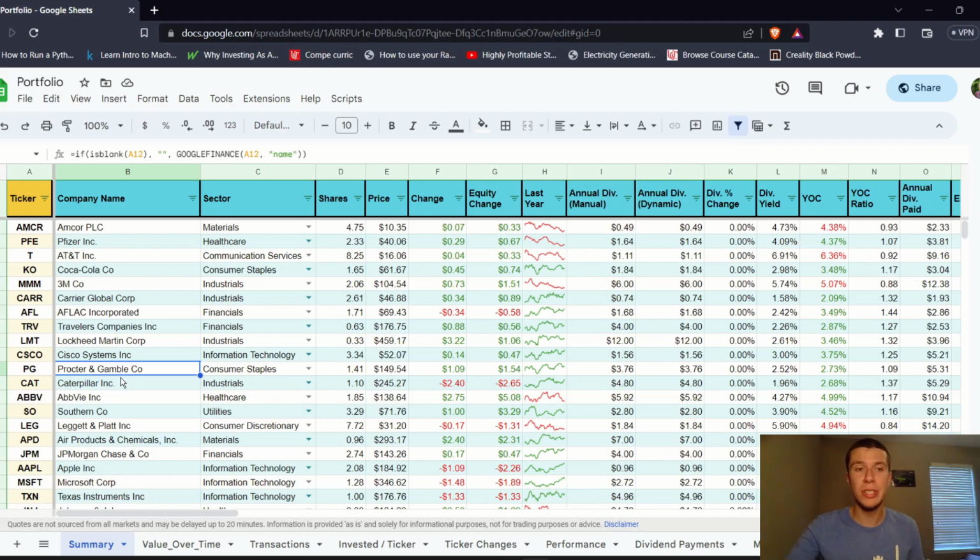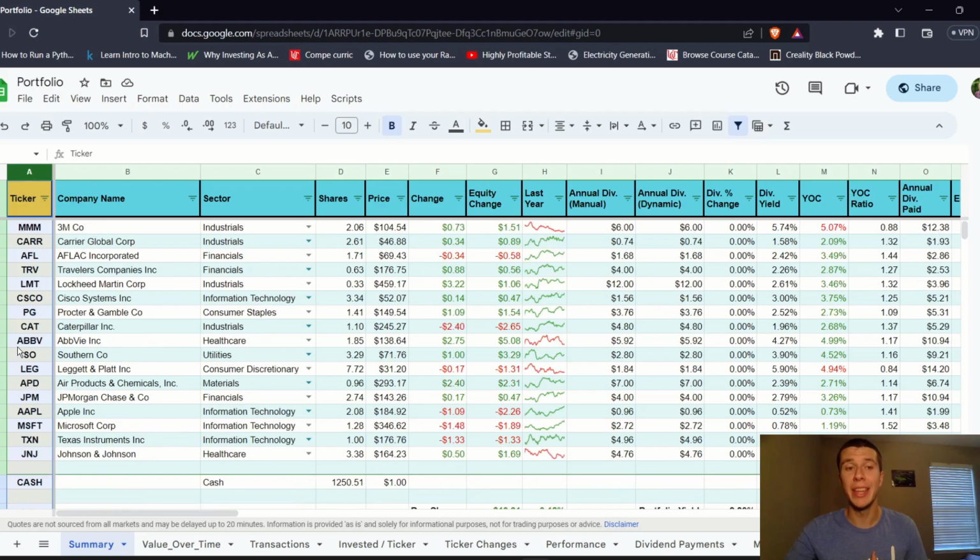This first page we're looking at here is a summary that gives us a bunch of data about all the companies I own. On the surface, it's a bit overwhelming, to be honest. But the great part about this is this column at the left here that has the ticker symbols. That's really the only thing that I have to input myself. And sometimes I might have to select the sector as well.